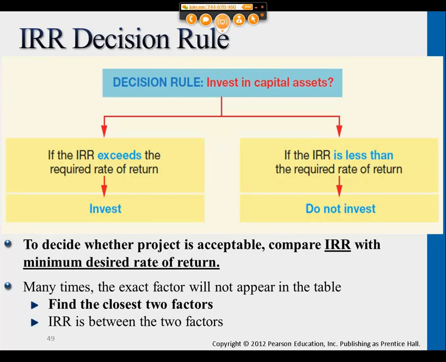So this internal rate of return is compared to your minimum desired return. So you're not going to be able to find the one as close as possible, right? If you feel like okay.